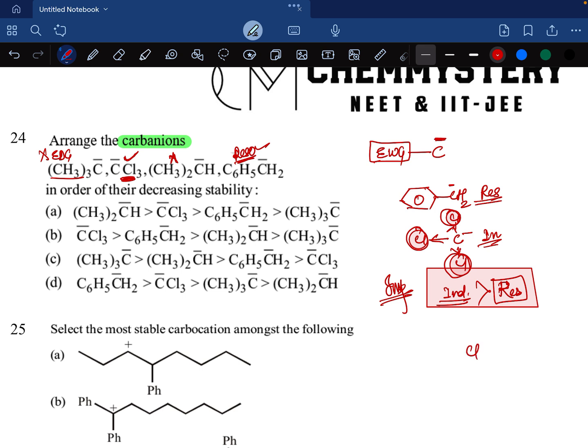If suppose I only have one chlorine, remaining H, at that time inductive effect will not dominate. As the number of chlorine increases, only then inductive effect dominates. This is an important question, right? So here this will have the highest stability, then the resonance, then we have 2 and then 3. These two are electron donating groups, so highly destabilizing. The answer for 24 should be B.